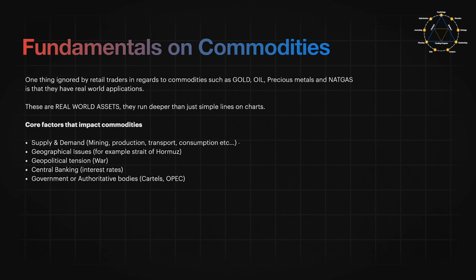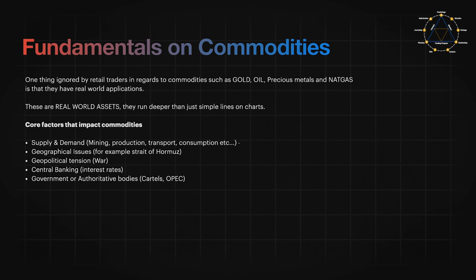Moving on to fundamentals on commodities. Retail traders tend to ignore that commodities such as gold, oil, precious metals and natural gas have real world applications. For example, oil is used in industry and in day-to-day life. Oil is an economic foundation. It's used in food, transport, manufacturing, medicine, literally anything, right? Gold is used in electronics, microchips, jewelry.